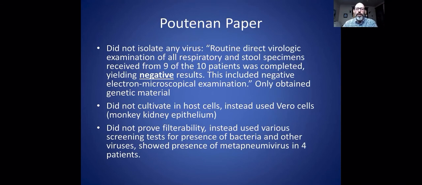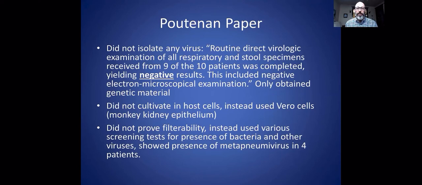So let's look at the Putanen paper first. They did not isolate any virus, the first step. And here's a quote from the article: "routine direct virologic examination of all respiratory and stool specimens received from 9 of the 10 patients was completed, yielding negative results. This included negative electron microscopical examination." So they actually followed the right procedure here, that they took the lung and stool specimens and actually did try to purify those and look at those under a microscope, but they did not see anything. So that was a negative isolation.